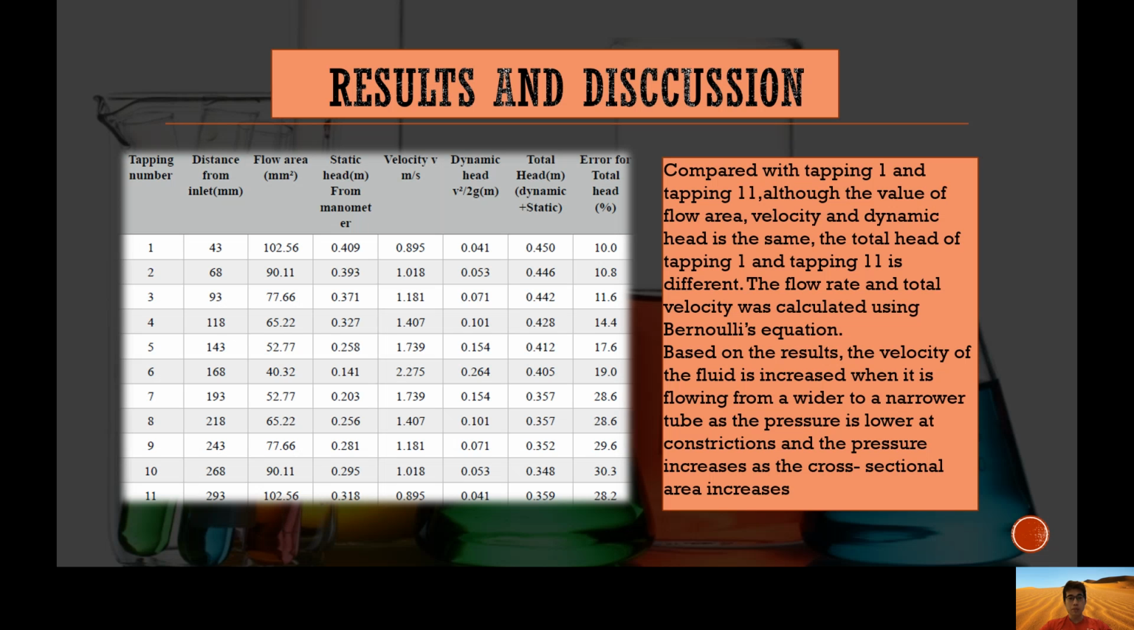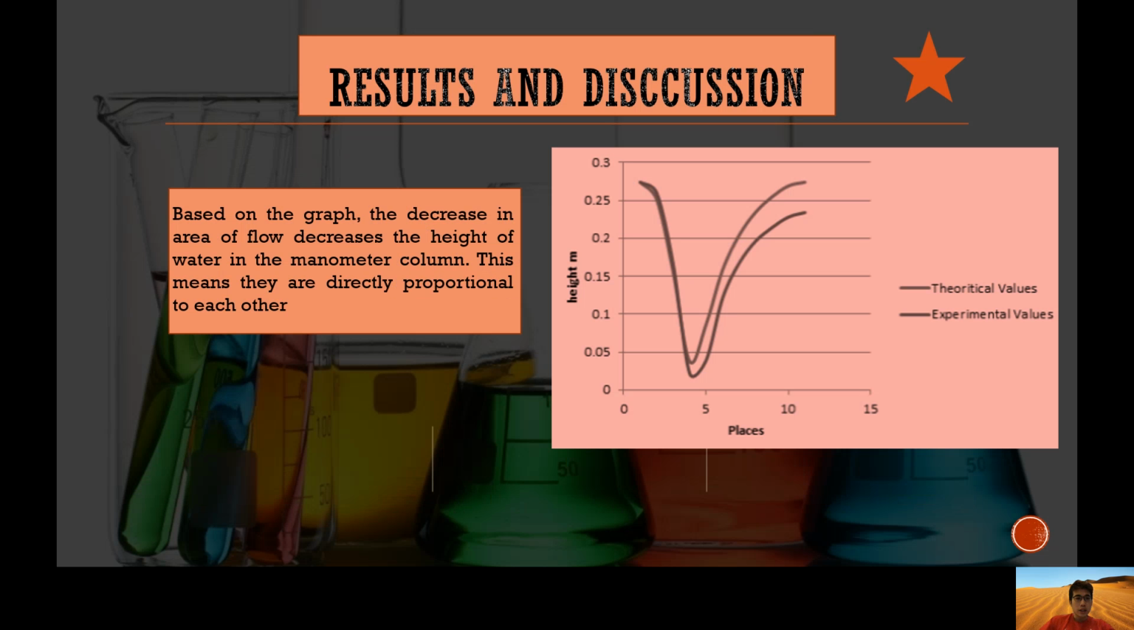Based on the results, the velocity of the fluid increases when it is flowing from a wider to a narrower tube, as the pressure is lower at constrictions and the pressure increases as the cross-sectional area increases. In this table, based on this graph, the decrease in area of flow decreases the height of water in the manometer column. This means they are directly proportional to each other.